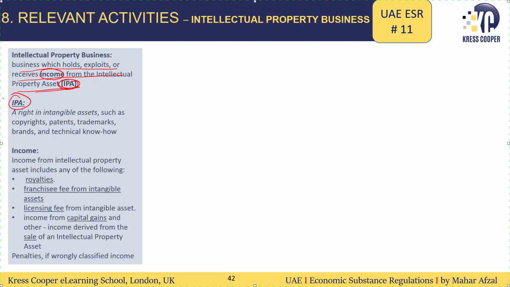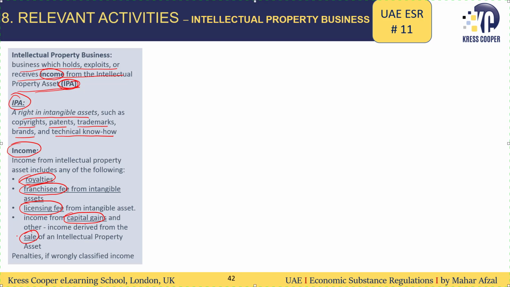They said this is a right in the intangible assets such as copyrights, patents, trademarks, brands and technical know-how. Now what is income? They said this income from the intellectual property assets can be in the form of royalties, it can be franchisee fee, it can be licensee fee, it can be capital gains, or it can be from the sales of the intellectual property asset.